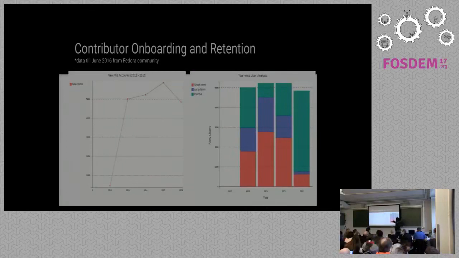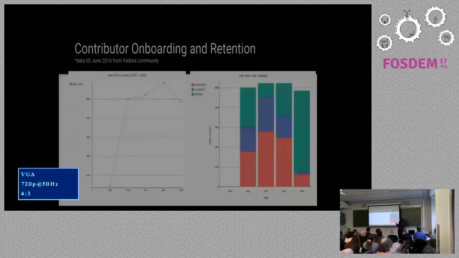The inactive ones are ones which just created accounts and had very few activities. I didn't want to club them with the short-term ones, because for short-term I actually wanted only those contributors who joined and contributed something to the community, did some work, but then they left. I don't know why, but they left. And I want to help in increasing the retention rates of these short-term contributors, these orange blocks.